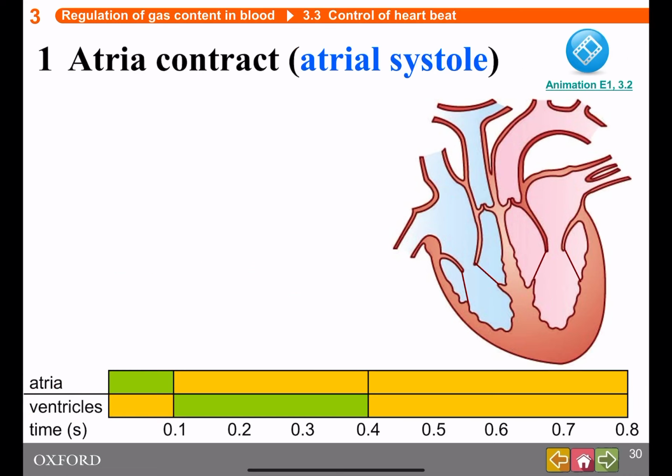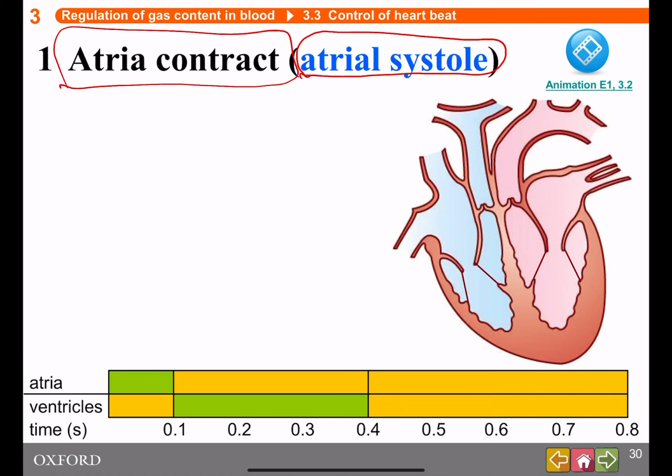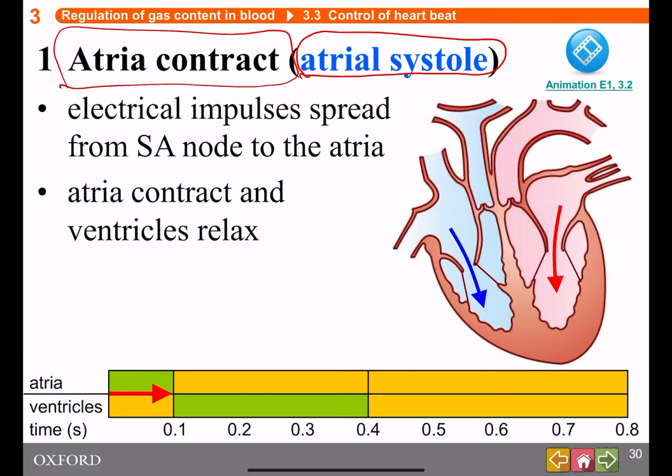Now let's look at the first stage. It is called the atriosystole. Systole means contraction. So atriosystole refers to atrial contraction. Electrical impulse spreads from the SA node to the two atria, causing them to contract at the same time. During this period, ventricles relax. This is the first stage. Atria contract and ventricles relax.